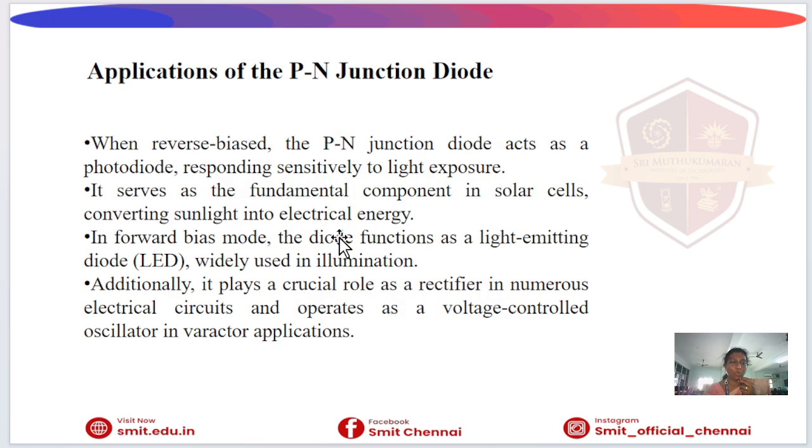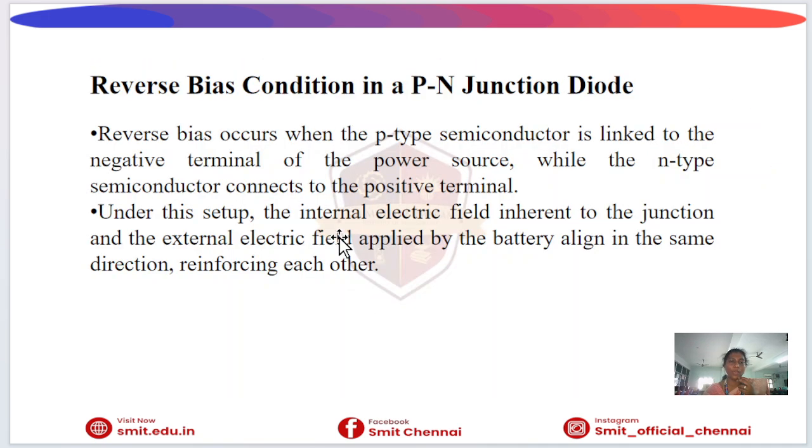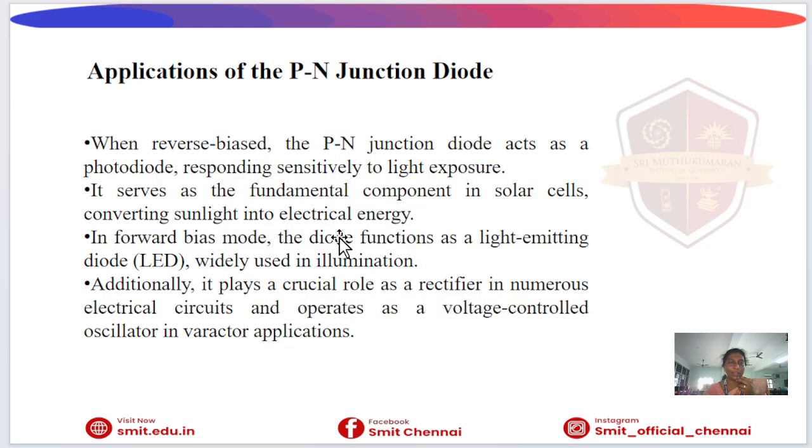This is the diagram. There is no current flow. In forward bias, the P side is positive and the N side is negative. The external voltage opposes the built-in electric field. So these are the diagrams, and the applications of the PN junction diode come next, starting with reverse bias.